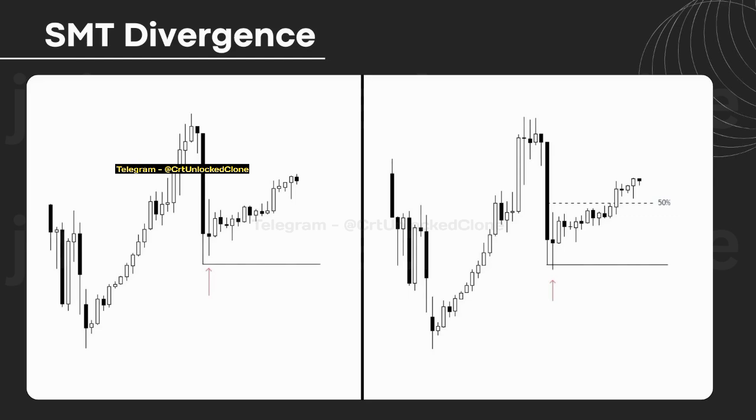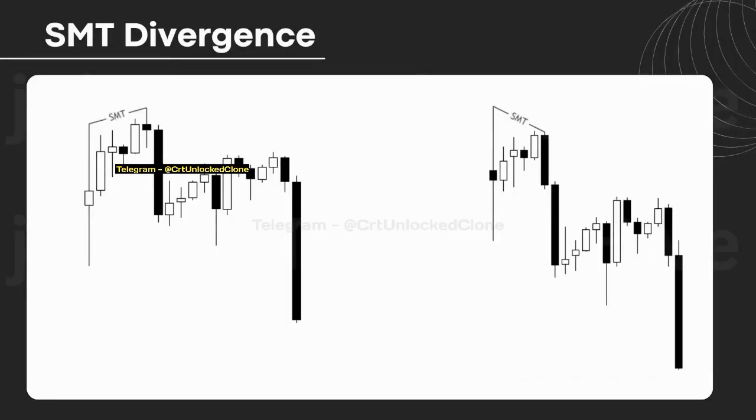And this was a high probability CRT because of the SMT divergence that it had. If you had seen this price action line, then you would have chosen and traded the CRT because it had an SMT divergence. Here is another example of SMT divergence at the extremes of CRT. You can see right here.